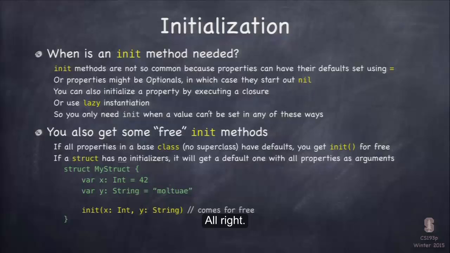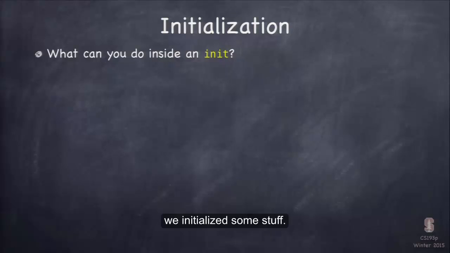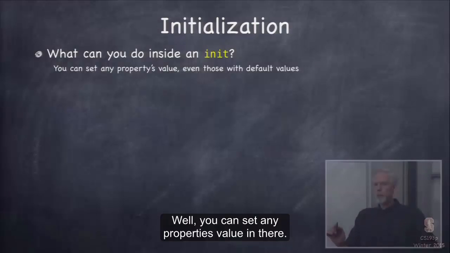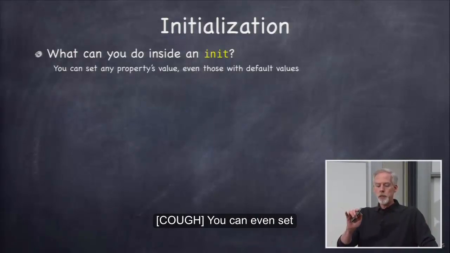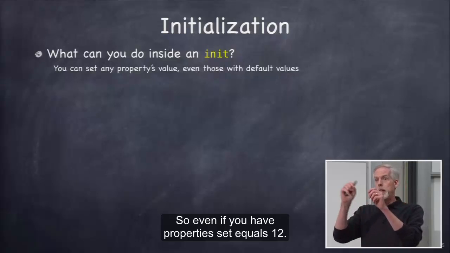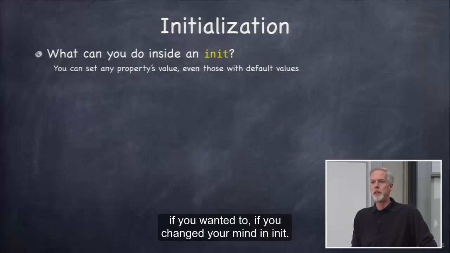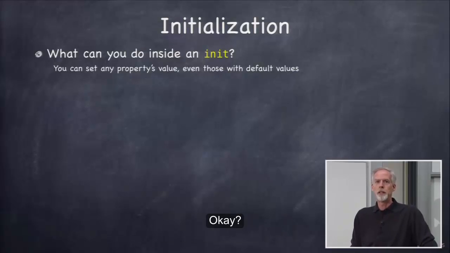All right, so what can you do inside of init? We saw what we did in calculator brain. We initialized some stuff. But what can you do? Well, you can set any property's value in there. You can even set properties that have default values. So even if you have a property and you said equals 12, in your init you could reset that thing to something else if you changed your mind in init.